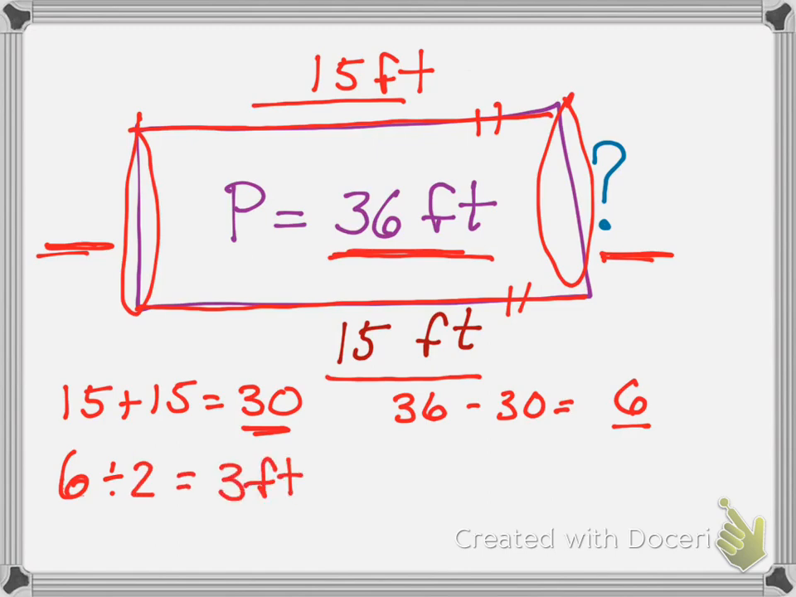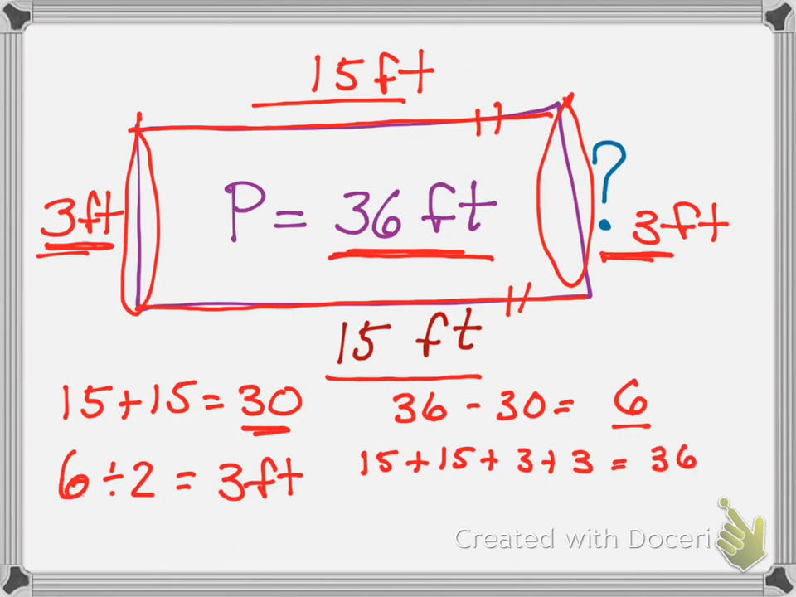So this side is 3 feet, and this is parallel to this side, so this side is also equal to the other 3 feet. So if we add it up, and we tested this, we added up all of our sides, 15 plus 15 plus 3 plus 3, we would get 36.